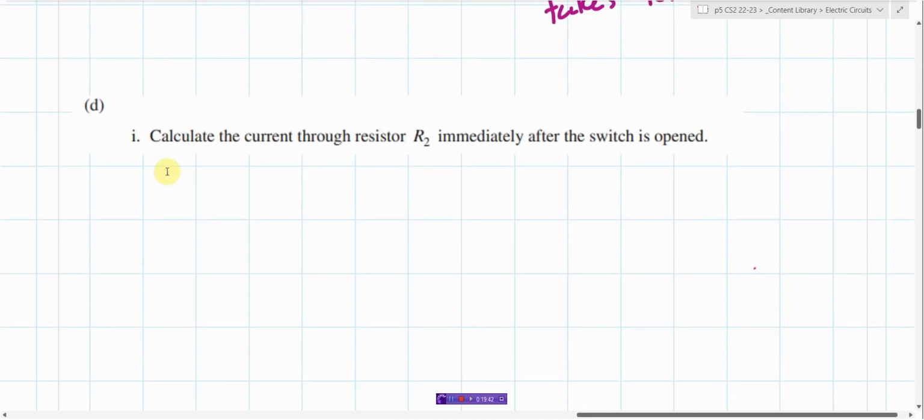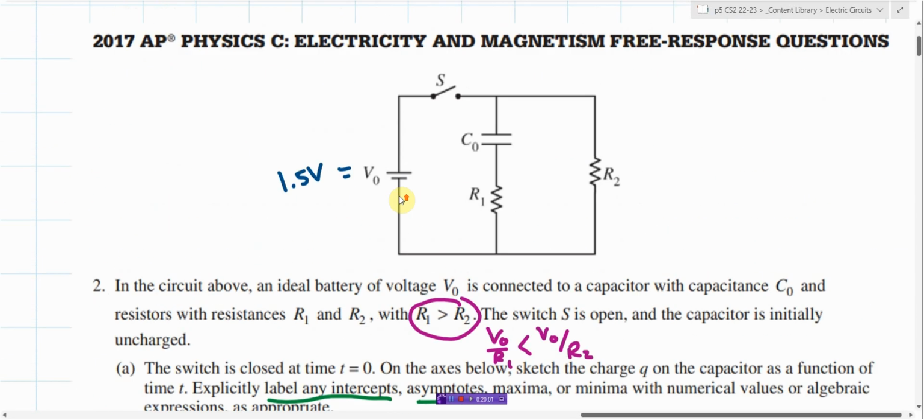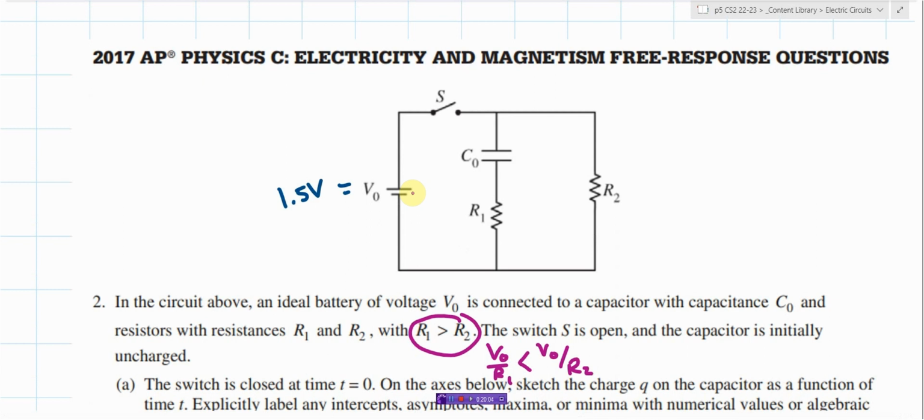D, part 1. Calculate the current through resistor R2 immediately after the switch is opened. So the thing's all charged up. This is before it has discharged anything. At that moment, the capacitor would just be acting like a battery of 1.5 volts. All charged up means this is going to be 1.5 volts because that's how it was charged with the battery. We open the switch and basically that becomes the quote battery of this 2 resistor circuit.